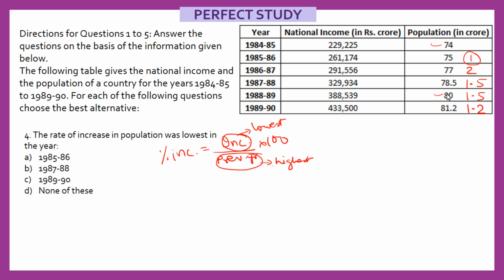74 has increased to 80. That is just not even 10% increase. It has increased by 6. So that is not even 10%. Now, what we understand very clearly is every year the base is increasing by a very small percentage, but this increase value is increasing by very high percentage, which means our answer is going to be 1985-86.